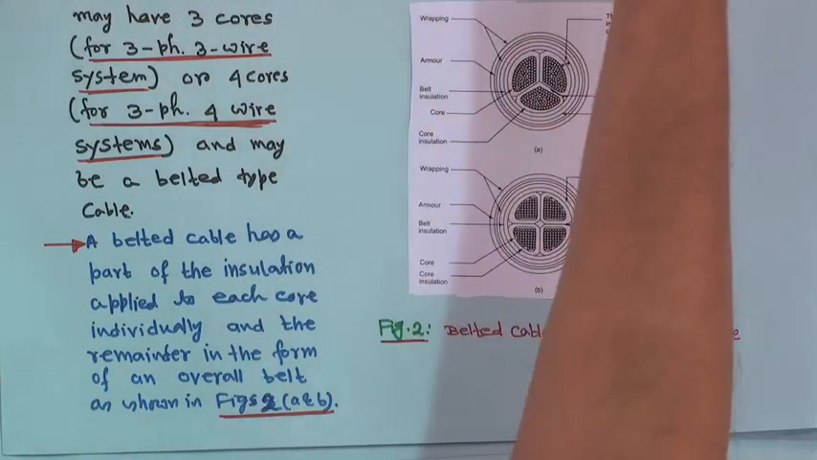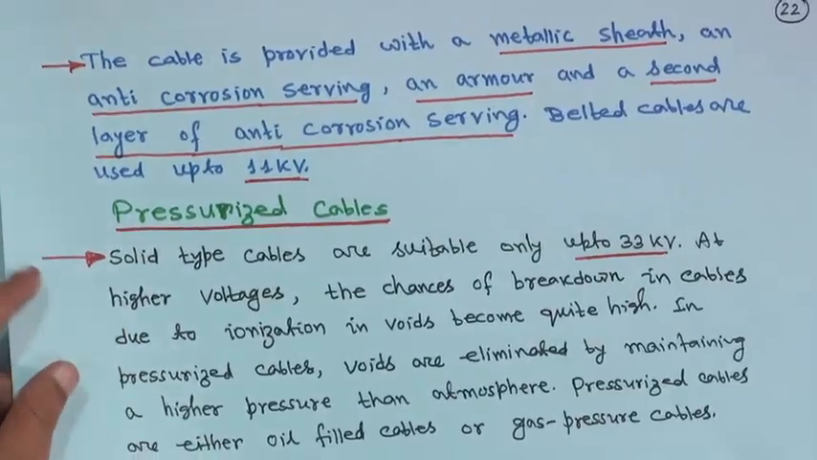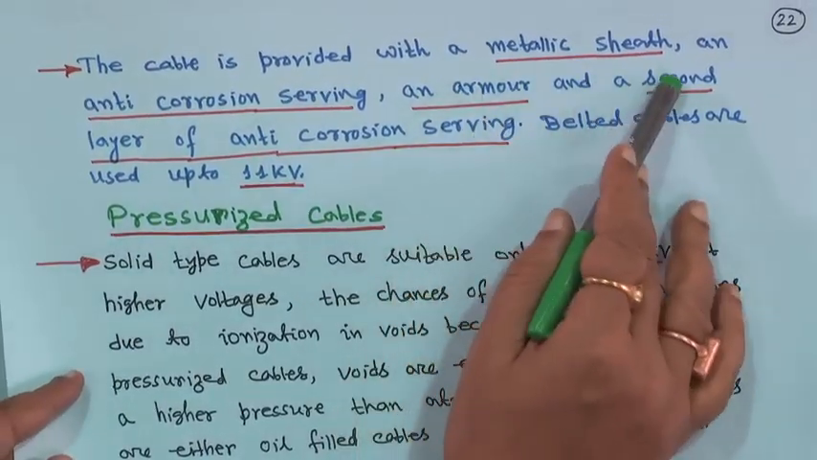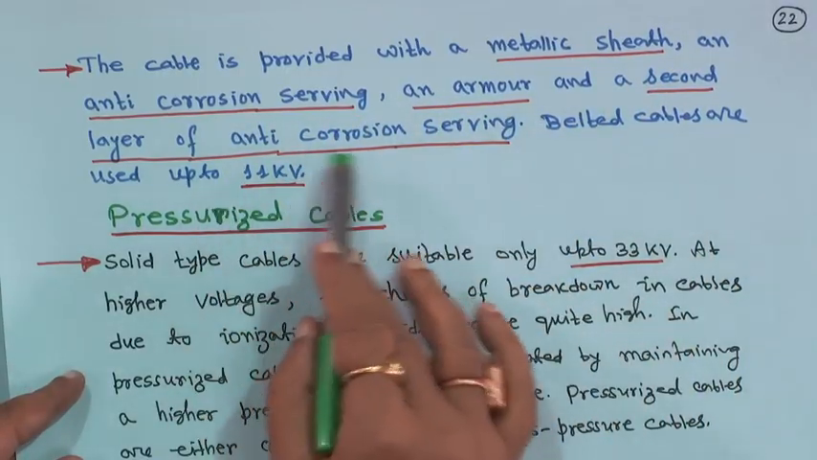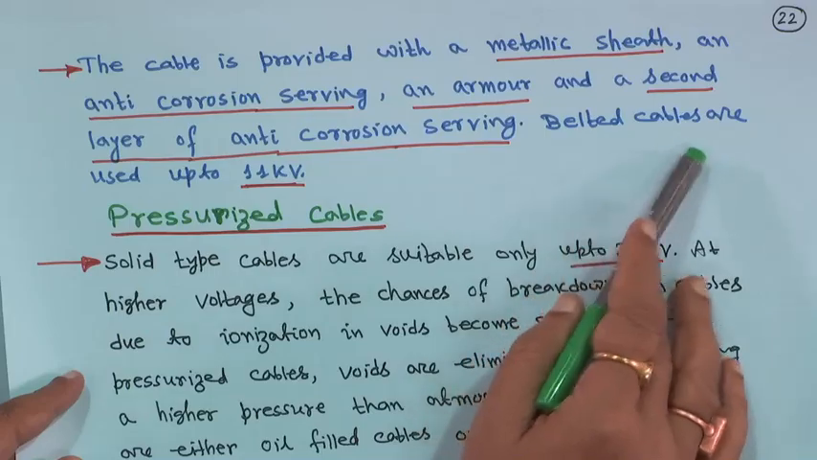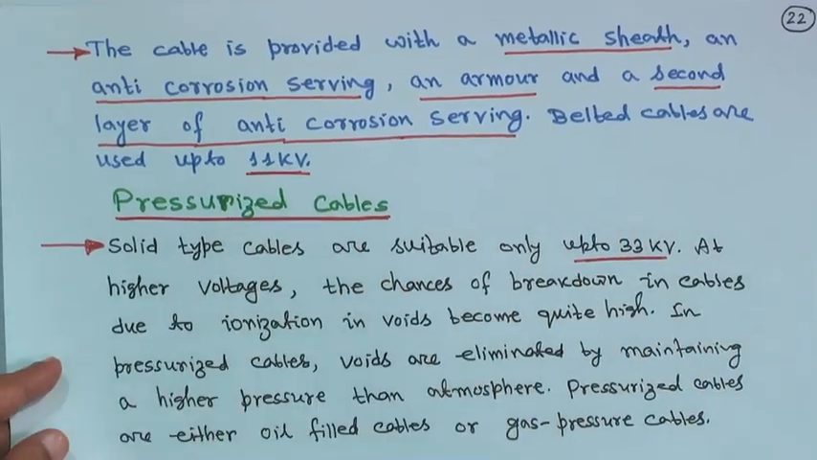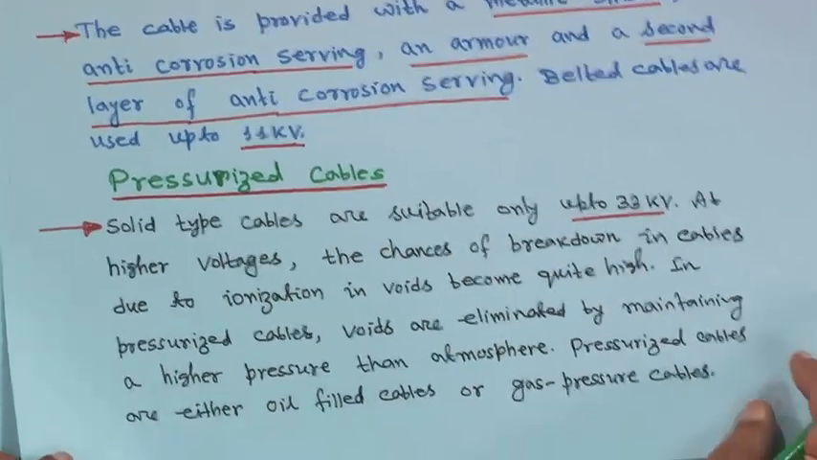This part is initially a little bit of theory, and after that the mathematics part will come. The cable is provided with a metallic sheath and anti-corrosion serving and armor, and a second layer of anti-corrosion serving. Belted cables are used up to 11 kV, right. Next is pressurized cables.